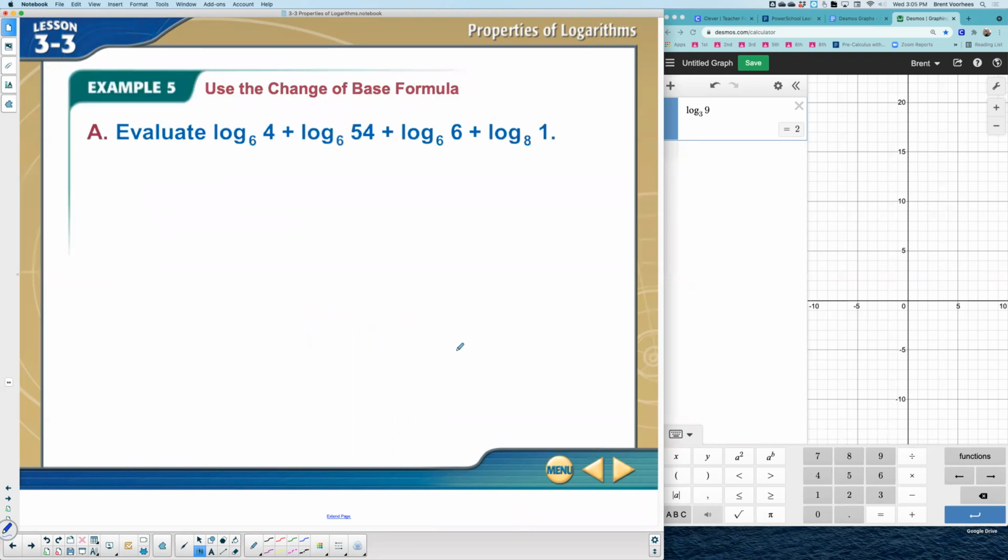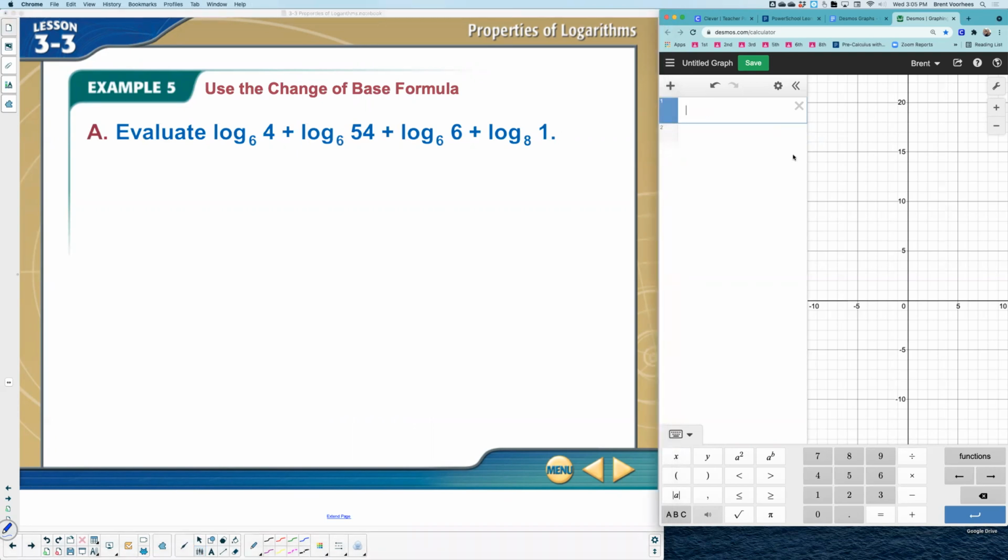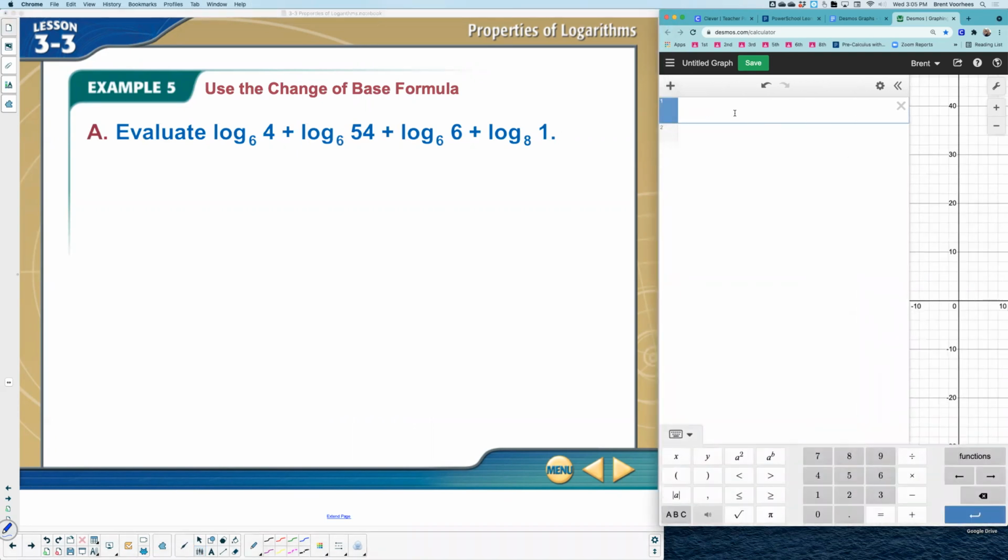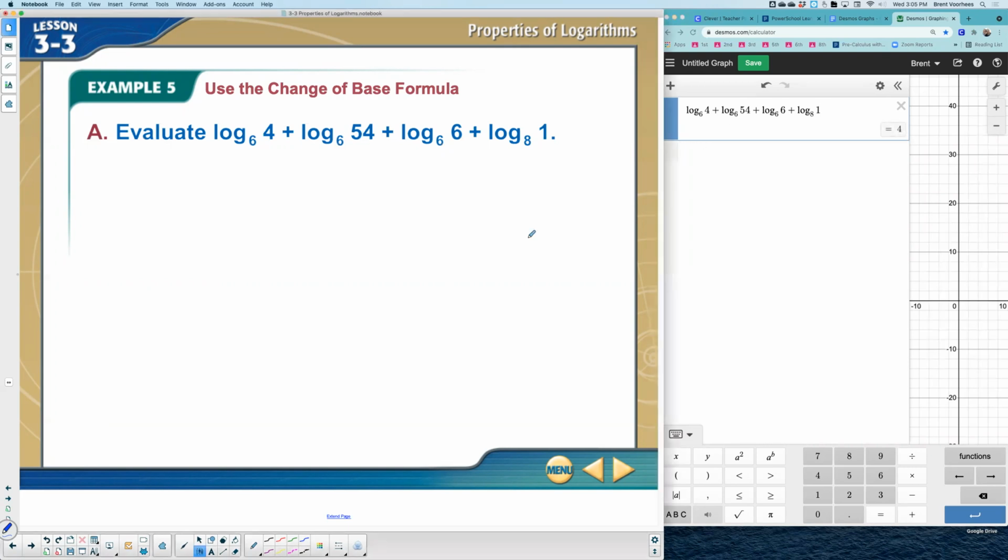And so when we get to example 5, I want you to know you could just type this into the calculator to get your answer, which I will do real quick just to show you. Log base 6 of 4 plus log base 6 of 54 plus log base 6 of 6 plus log base 8 of 1. And the answer is going to be 4.